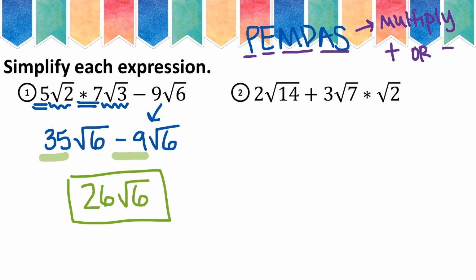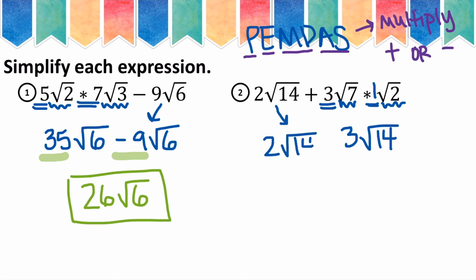Let's look at the next problem. I see an addition sign and I see a multiplication sign. Again, we must always do multiplication first. So I will take 3 multiplied by 1 to get 3. And the square root of 7 multiplied by the square root of 2 is the square root of 14. And this term will come down to square roots of 14.